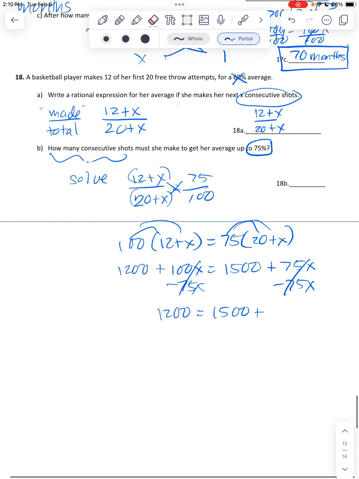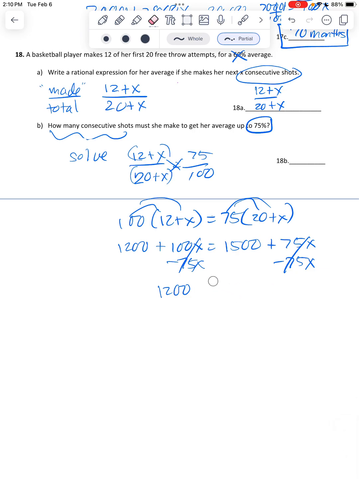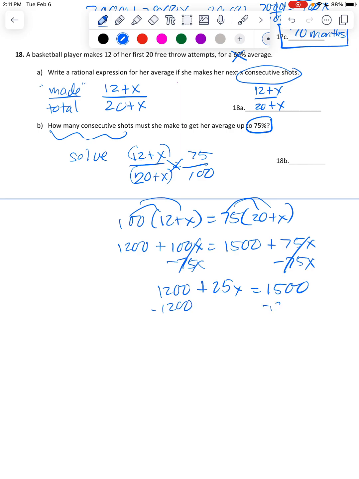Oh, hang on. Sorry about that. I copied this part, but 100 minus 75 doesn't cancel out. It leaves me with 25. I'm writing so messy. Let's try that again. That's going to leave me with 25 x's. And then on this side, I don't have any x's left because I canceled those all out. So at this point, I'll take away the 1,200. I'm still just doing algebra. So I have 25x equals 300. So if I divide that, I'm going to get that x equals 12 more shots.